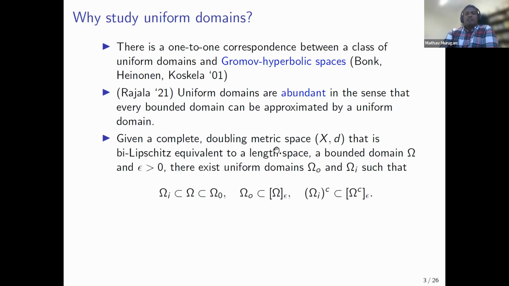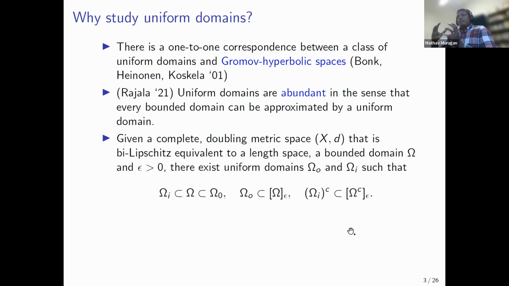On such a metric space, if we choose any domain omega, and for any positive epsilon, there are uniform domains omega O and omega I. O stands for outside, I stands for inside. So omega I approximates omega from inside, and omega O approximates omega from outside, such that this larger domain is within an epsilon neighborhood of omega, and the complement of the smaller domain, omega I, is within an epsilon neighborhood of the complement of omega.